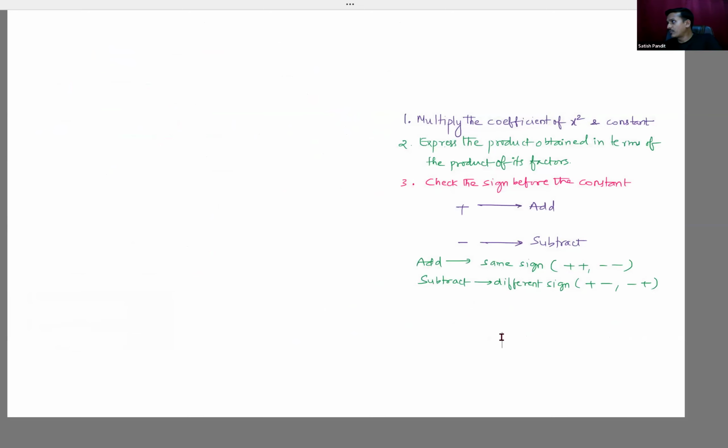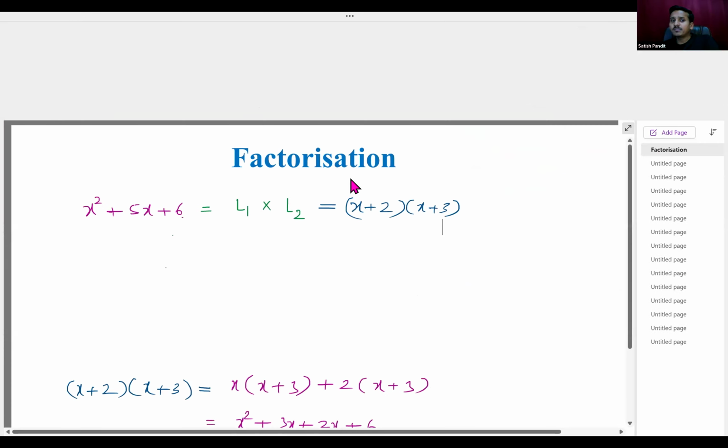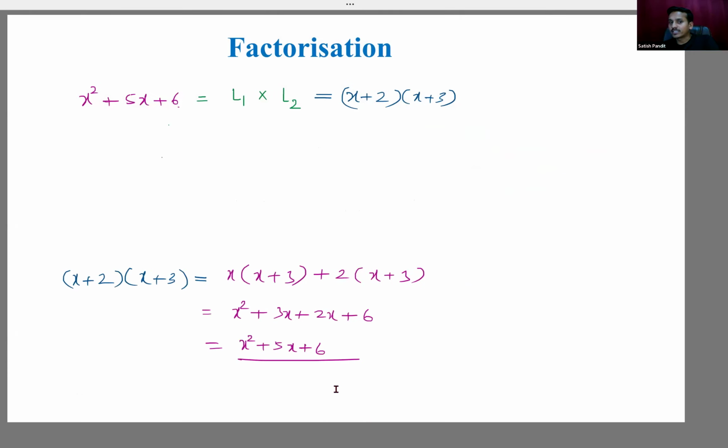Now let me take a quadratic polynomial. In the earlier question I knew the answer, and that is why I multiplied two linear polynomials to get a quadratic. But what if I don't know the answer? How do I find it? How do I arrive at this one from this one? Let's see step by step.